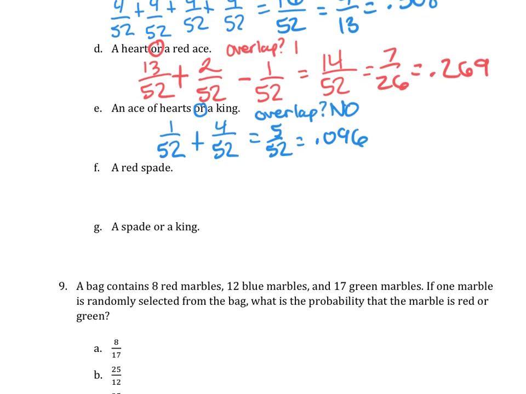Okay, for F, a red spade. So here, you do need to have some understanding of the cards, because the only red suits are hearts and diamonds. Spades are black. So a red spade is not a thing, which means this is impossible. So it has a probability of 0.